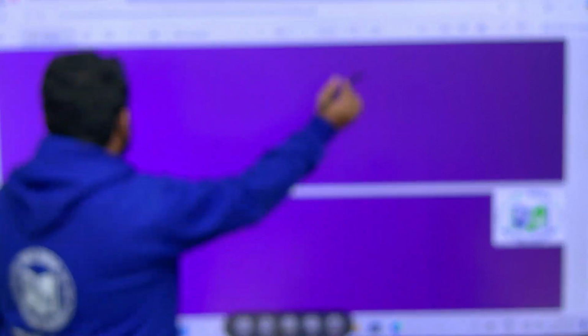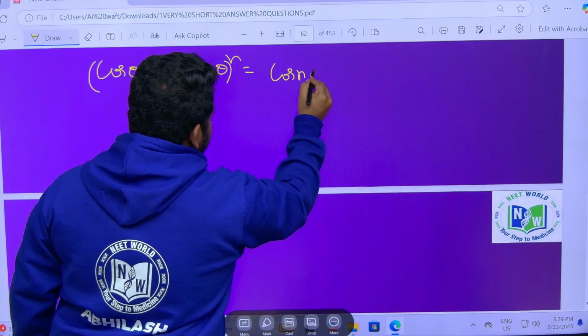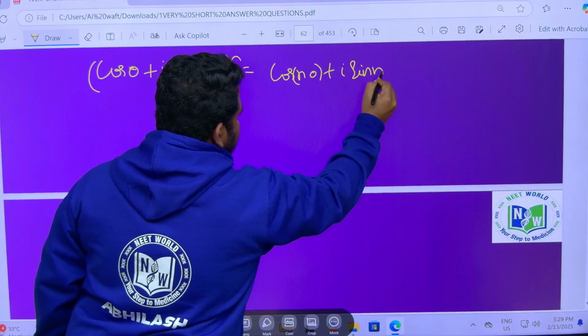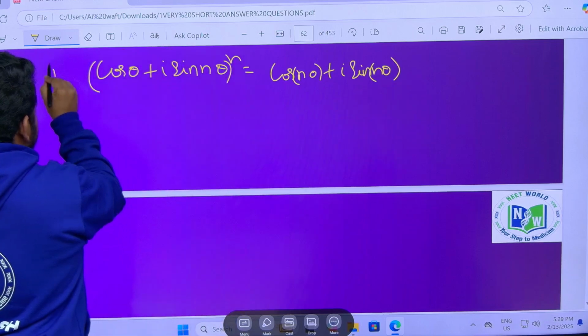Again I'll write the statement of De Moivre's theorem. (cos theta plus i sin theta) to the power of n is given by cos n theta plus i sin n theta, for any theta belonging to R. This is the first thing.